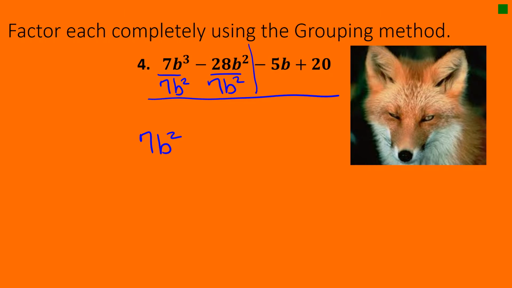These two, 7 is prime, but 7 does go into 28, so I've got a 7. B squared is my smaller variable, so I've got 7b squared. Does yellow show up on here? Ooh, that shows up nicely. 7 divided by 7 is 1. 3 minus 2 is 1b. Negative 28 divided by 7 is negative 4. No b's. No b's for you.